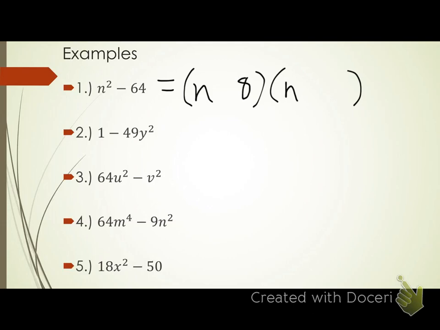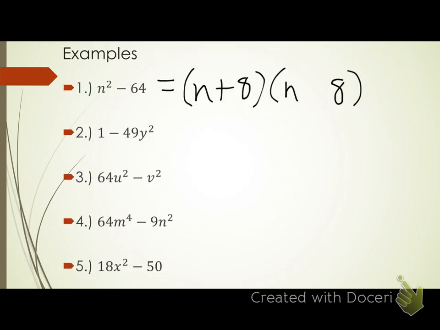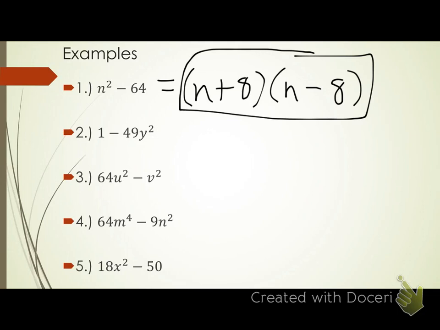8. That's how I get my b value for each set of parentheses. And then based on my rule over here, one's a plus sign, one's a minus sign. There's factored form. Are we done? It's always gonna be like that? If you have a difference of squares, yes. Are we done with that? Yeah, we're done with number 1.